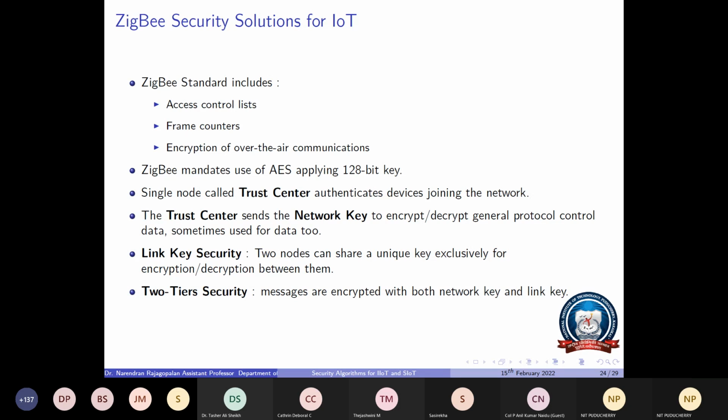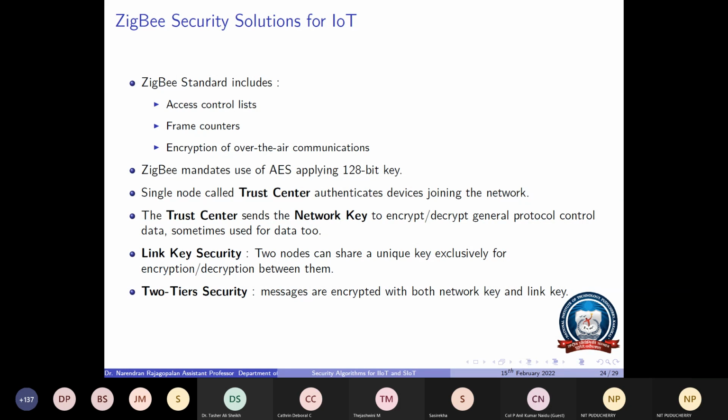Once the trust center is able to authenticate a device by its ID, the trust center will send a network key to encrypt and decrypt general protocol data. This network key can be used for encryption of control information and also data. There is also something called a link key. The trust center provides the network key as well as the link key. The link key is dedicated between two nodes for unique and exclusive communication, which may not be via a gateway.